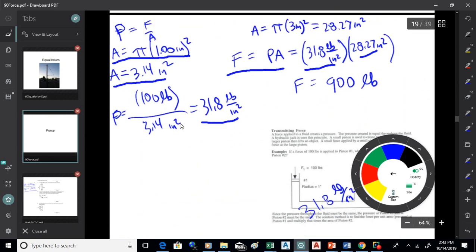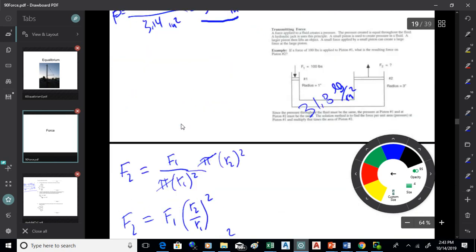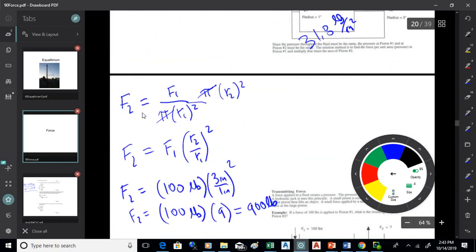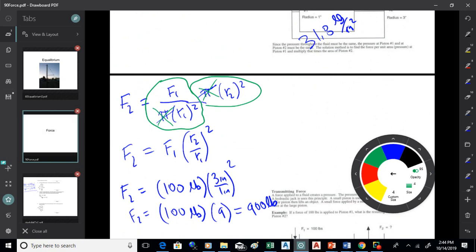Now, there is a shortcut on this if you have round pistons, because what you're doing there is you're going to start with the pressure on the left, which is F1 over the area, which would be pi R1 squared. That's the pressure, and then multiply that by the area on the right, which is pi R2 squared. Now the pi's will cancel, and what you end up with is F2 is F1 times (R2 over R1) squared. So this is a shortcut method for a hydraulic jack problem.